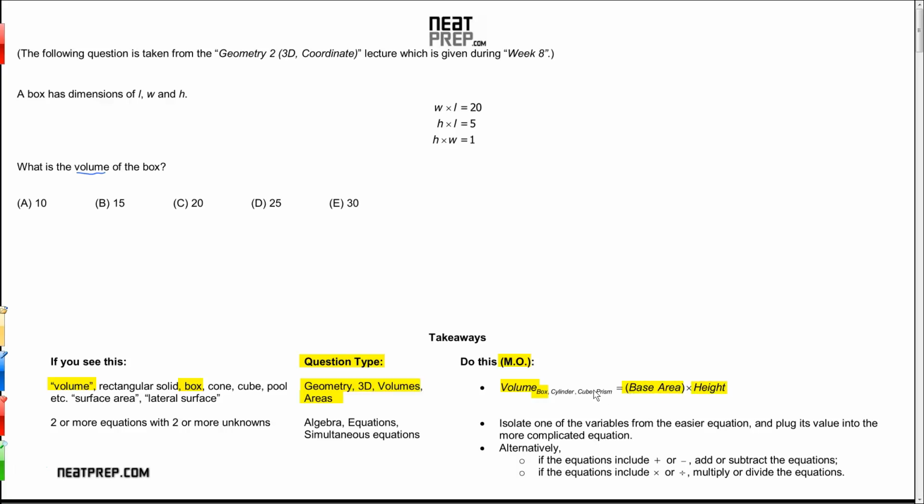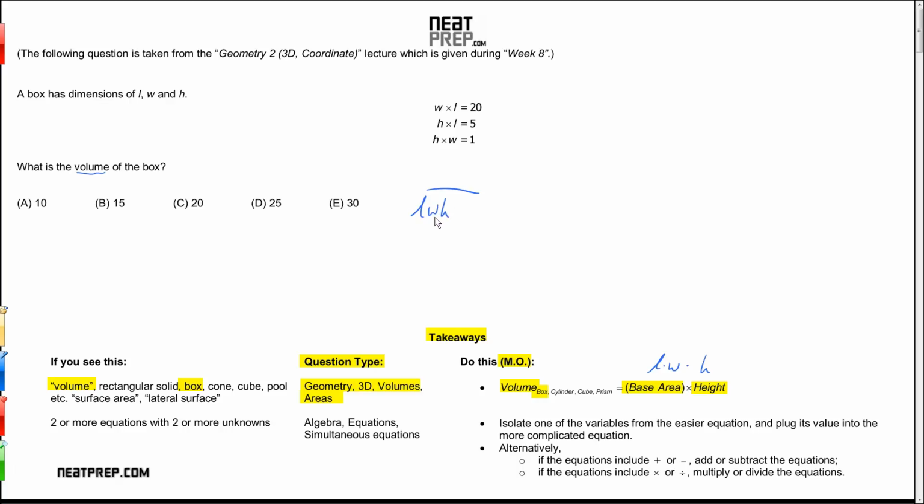So if I know these takeaways, I will immediately say, okay, I need the area of the base. The area of the base is the length times the width, and then the height. Good, so I need L, W, and H. But how do I get from these to L, W, and H?